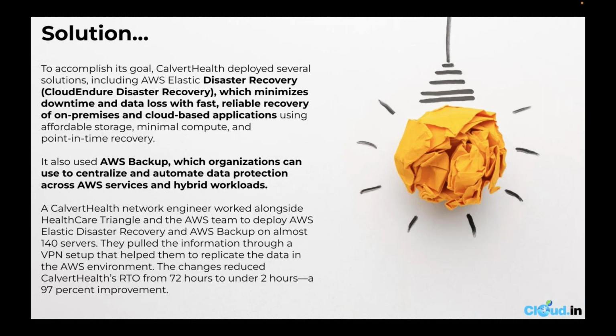The changes reduced Calvert Health's RTO from 72 hours to under 2 hours. That is almost 97% of the improvement. So this helped them achieve a resilient architecture, obviously, but also the major concerns that they faced, that was the RTO and the RPO, were also reduced up to 97%. And this improved the overall problems that they were facing before through the AWS services that they were provided.